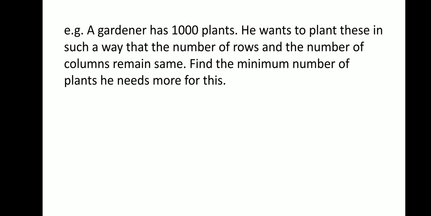Let us take two examples. One example I have taken first and another example I will be taking later on. A gardener has 1,000 plants. He wants to plant these in such a way that the number of rows and number of columns remain the same. Find the minimum number of plants he needs more for this.